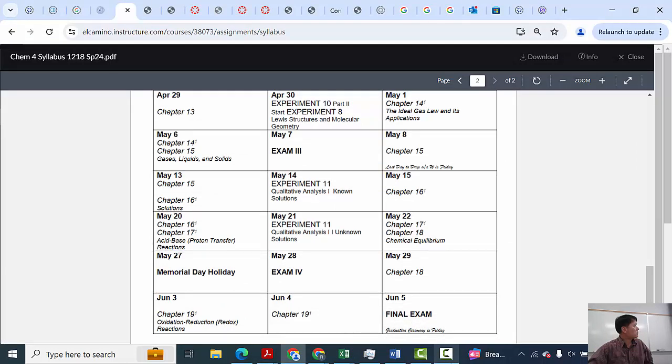The last day to drop is Friday with a W. And so this exam is going to be a lot of multiple choice, and then there'll be some free response. A free response would be like drawing the orbital energy level diagram. You'll have to do that. And then maybe drawing some Lewis structures. You'll have to do that.